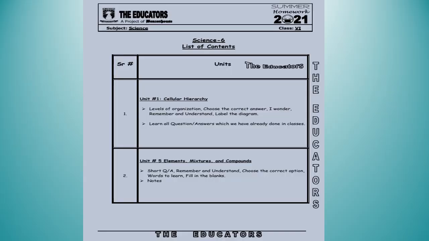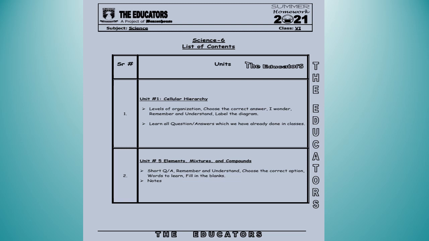Moving on to our next subject, dear students, we have science, in which you have to solve 2 units, which are unit number 1 and unit number 5. In unit number 1, dear students, first of all, we have levels of organization. Then, dear students, we have some choose the correct answers. After that, dear students, you need to solve I wonder questions and remember and understand questions. After doing that, dear students, you have to label the diagram. After labeling the diagram, dear students, you have to learn all the question answers which we have already done in classrooms.